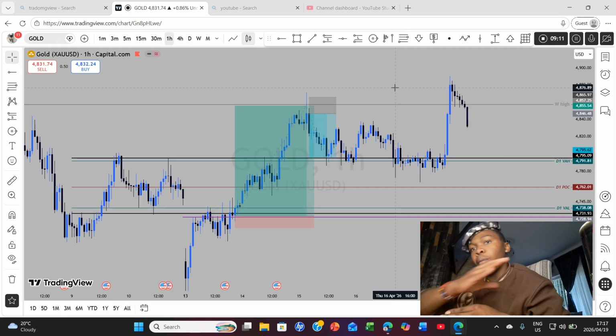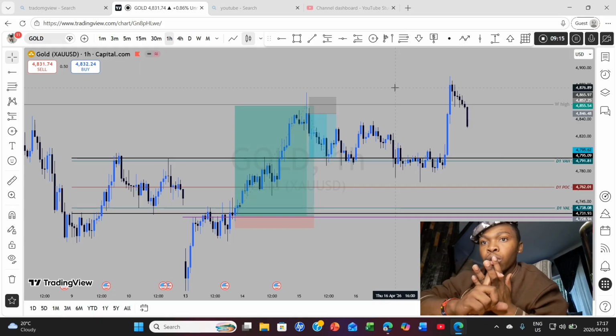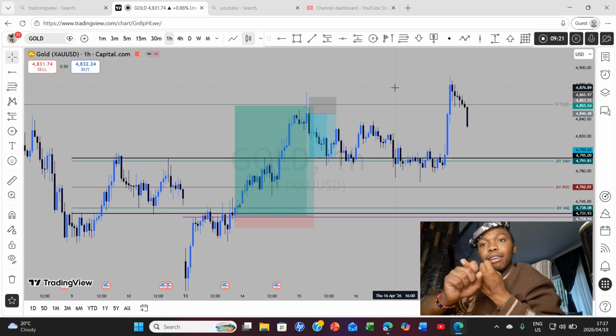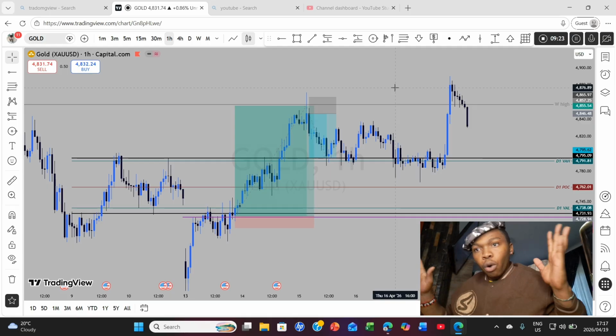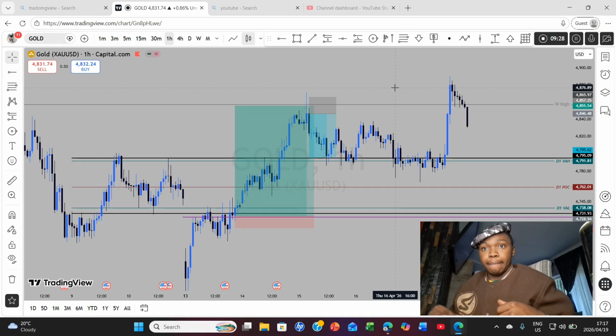I trade support and resistance of the first 4 hour and the third 4 hour throughout the day, and I trade the key levels, weekly key levels, daily key levels. That's the only thing that I trade, and it makes me much money.